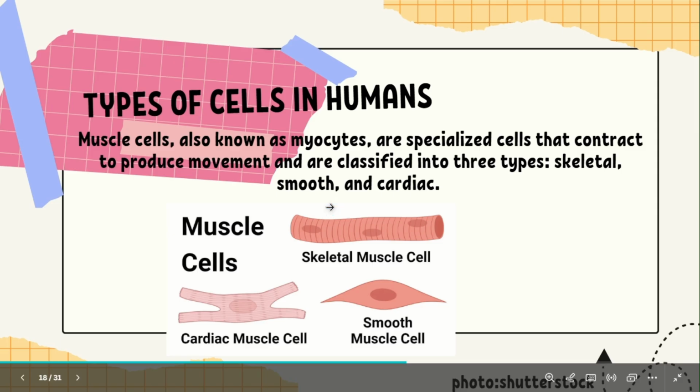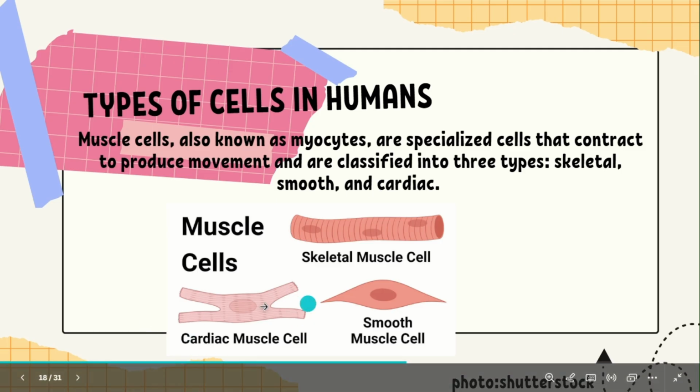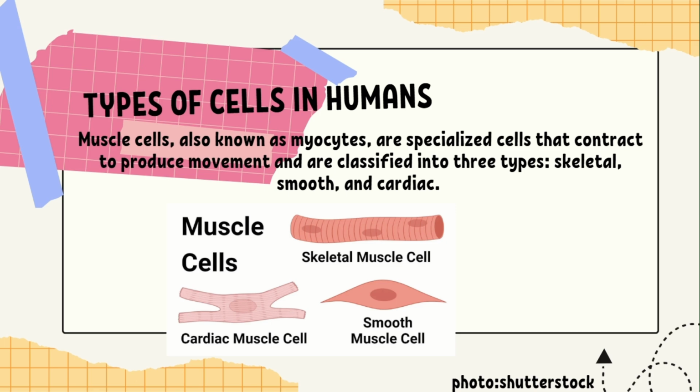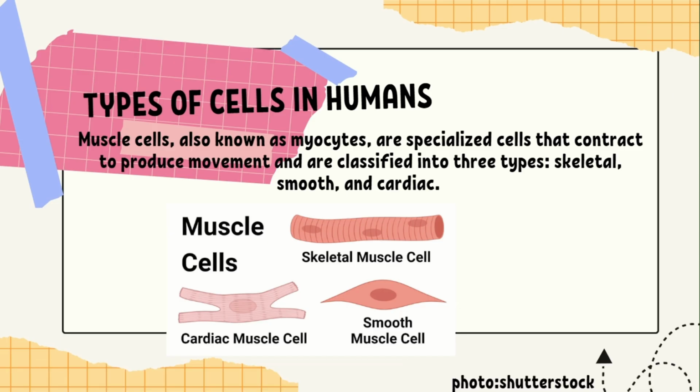Okay, we're on muscle cells. So this is another type of cell in the human body. These are our muscle cells and they contract in order to produce movement. We have three types: skeletal, smooth, and cardiac. Cardiac muscle cells are in our heart, responsible for pumping our blood around the body. So very, very important.